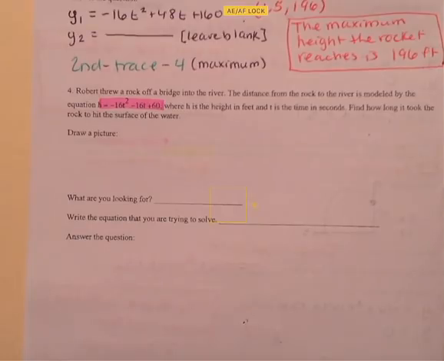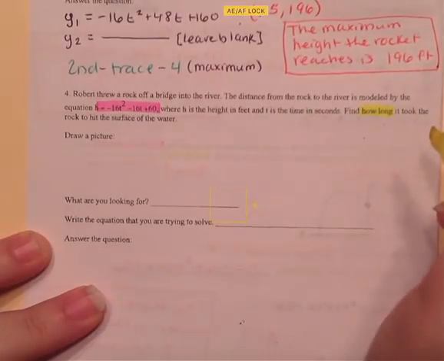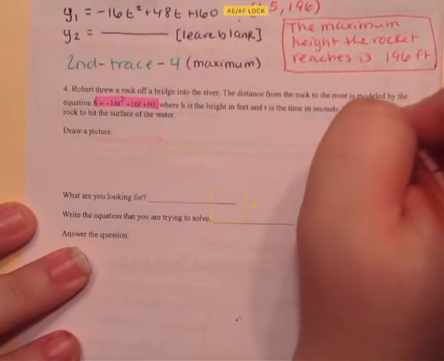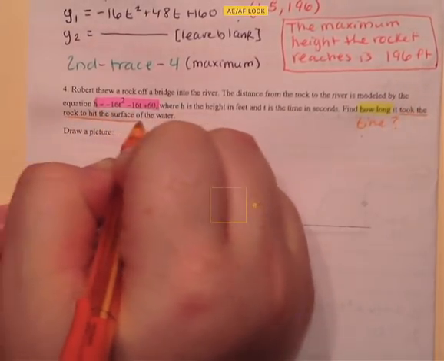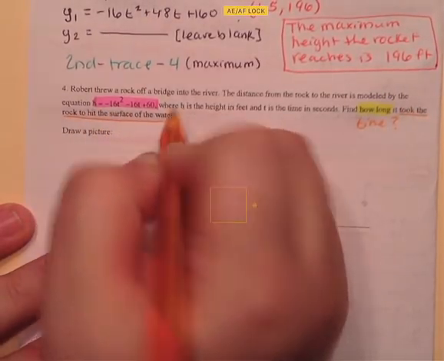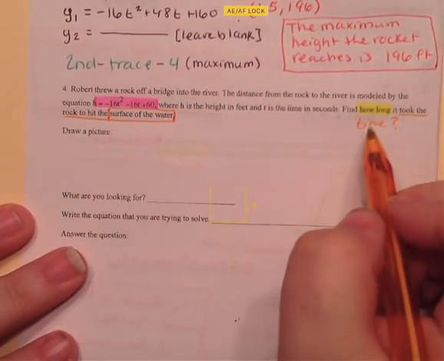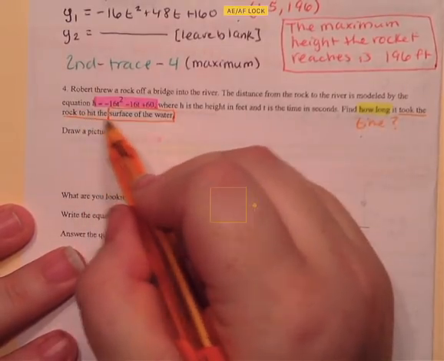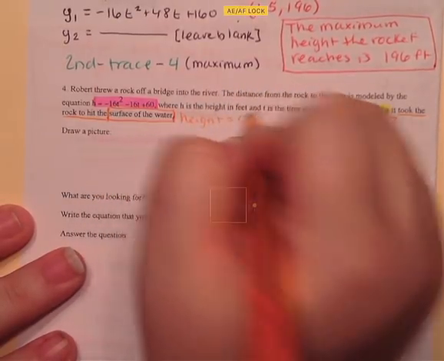Then it's asking, find how long. So that's what we're looking for: how long. Long means time. Time is our question. It took the rock to hit the surface of the water. So when it's talking about the surface of the water, we are looking for time. That means we're looking for t. We should have h. Surface of the water, again, means height is equal to 0.